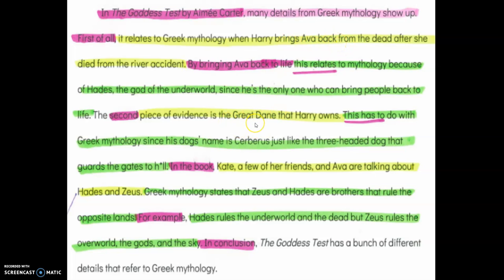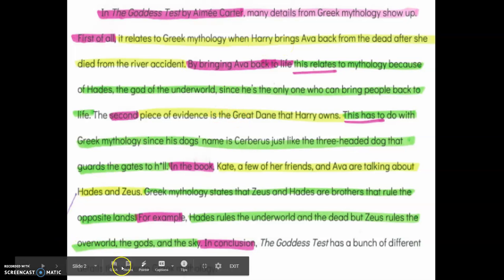I would say this was a little bit more general: the Great Dane that Harry owns. I would want a little more specific detail about how the dog reacted in the book, or how he was involved in the book. What did he do? How does he show up in the book? So something a little bit more specific. The first one is a really good example of how a specific detail can be described from the book, and the second one was a little bit more general.